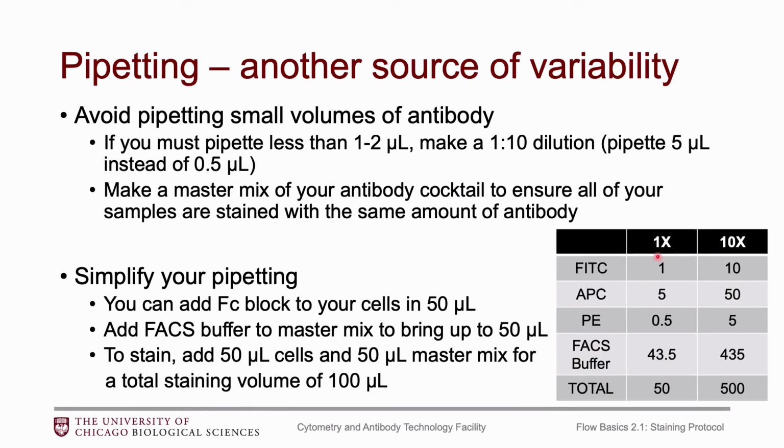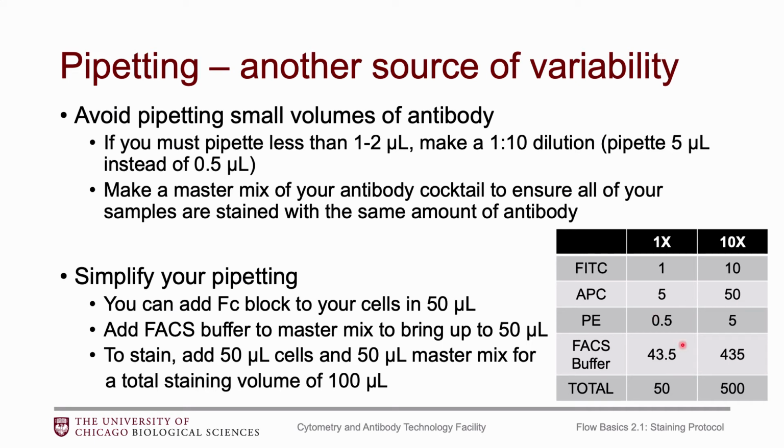Over here, you can see in this table, I have the amount of antibody that I would use per sample. So let's say I've done an experiment, I figured out how much antibody I need. So for each sample, I would need 1 microliter of my FITC antibody, 5 microliters of the APC antibody, and half a microliter of the PE antibody. So, if I had 8 samples, I would have to pipette half a microliter into 8 tubes. That would not be very consistent, most likely.